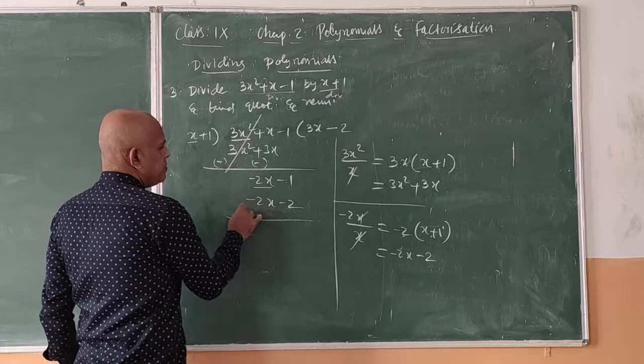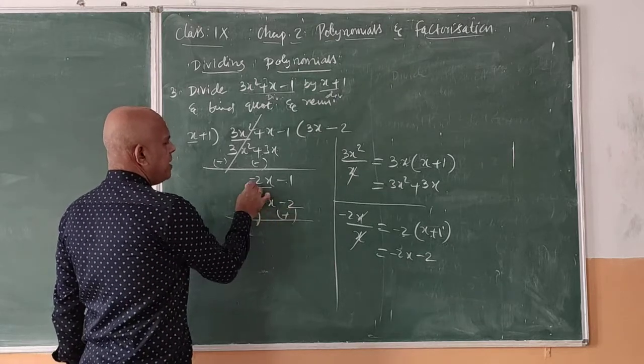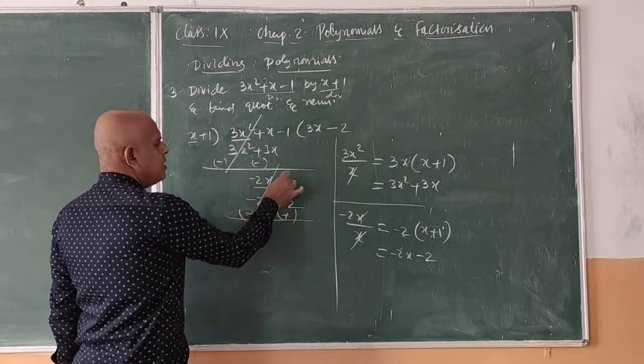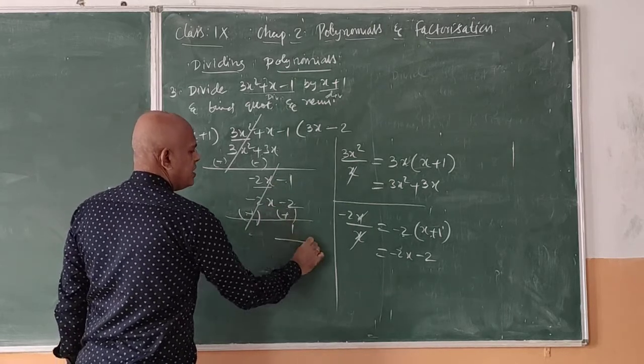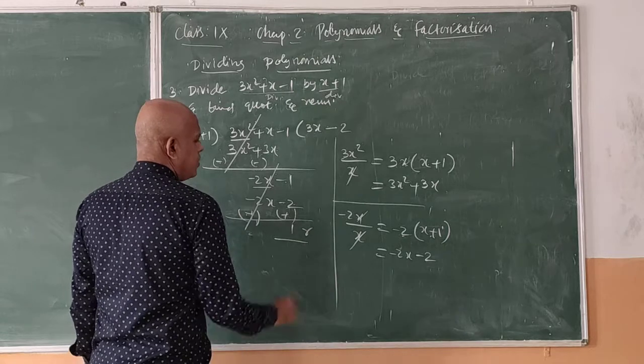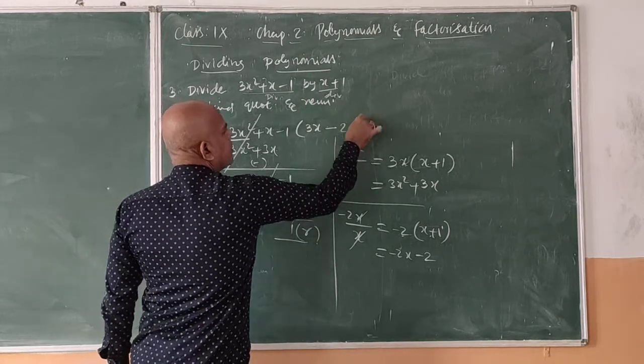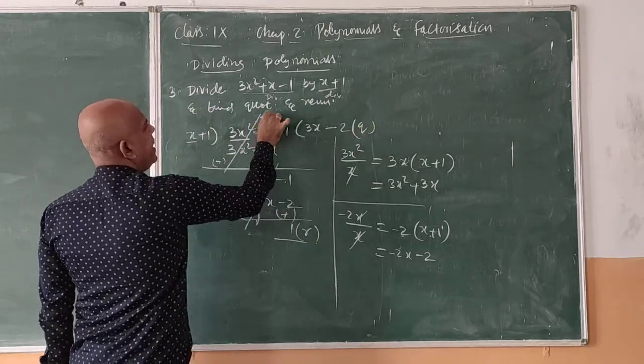So minus means plus, minus means plus. Minus 2x plus 2x gets cancelled. Minus 1 plus 2, plus 2 minus 1 is 1. This is the remainder, and this is the quotient, and this is the dividend, and this is the divisor.